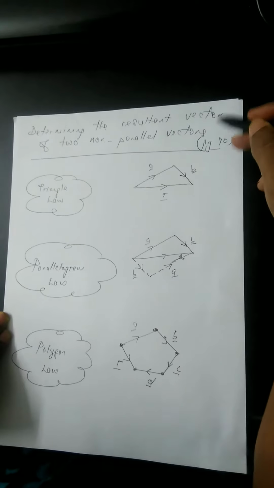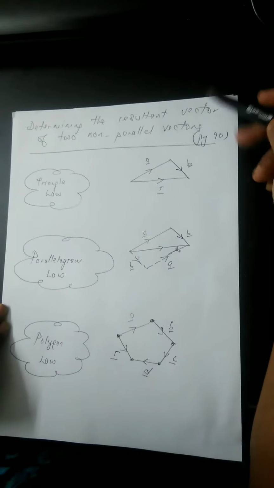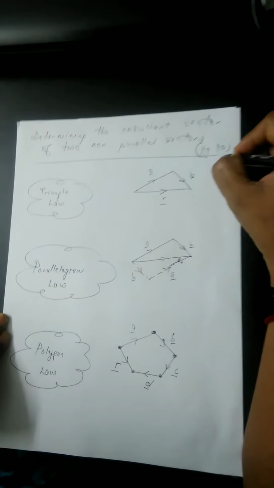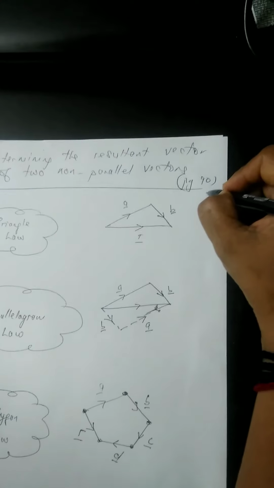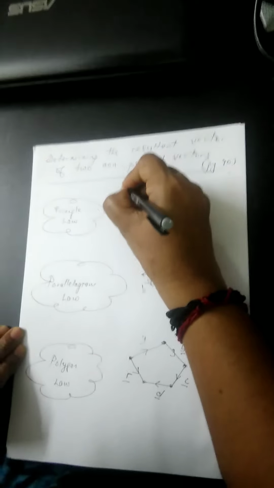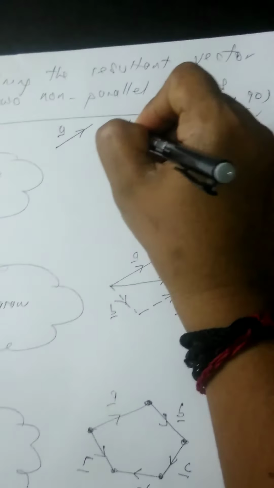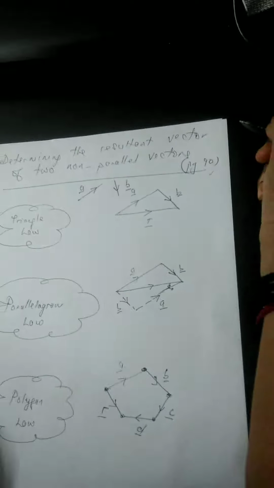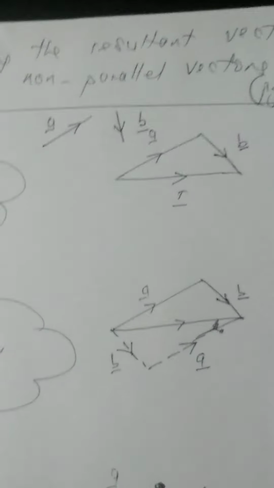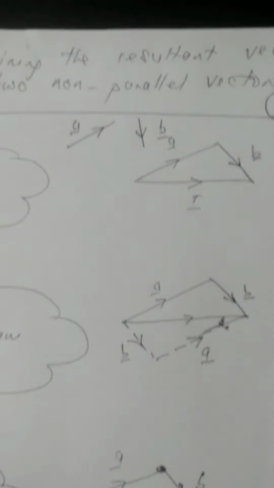Today we move on to the next part: determining resultant vectors of two non-parallel vectors. You can refer to your textbook, page 90. When you have two non-parallel vectors, let's say I've got an A like this and a B like this. As you know, the resultant vector is the summation of two or more vectors.